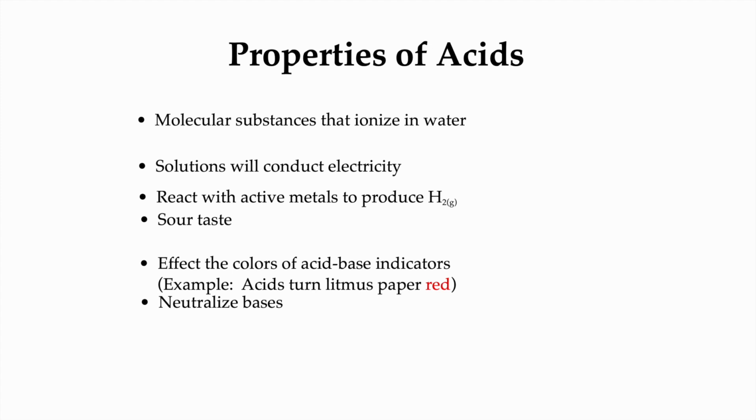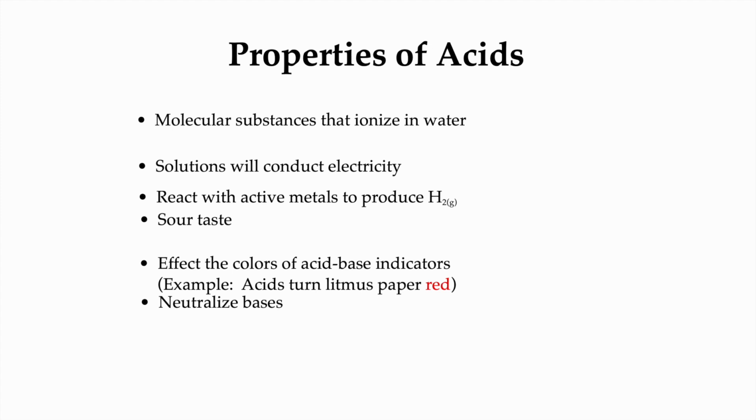Acids are molecular substances that will ionize in water. So acidic solutions will conduct electricity because they separate into ions when they're dissolved in water. They will react with active metals to produce hydrogen gas. So a common reaction is to put zinc metal in hydrochloric acid, and the products are hydrogen gas and zinc chloride. Acids tend to taste sour. So think of things like vinegar or the citric acid that is in citrus fruits.